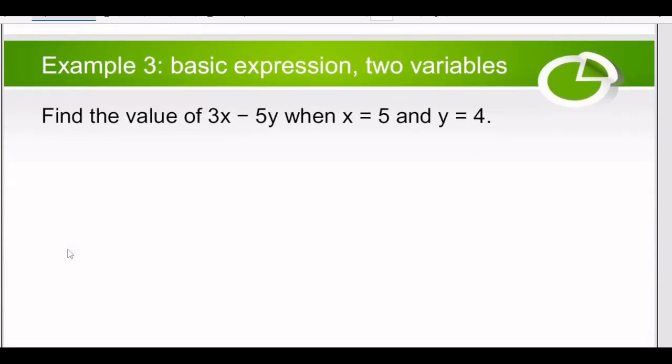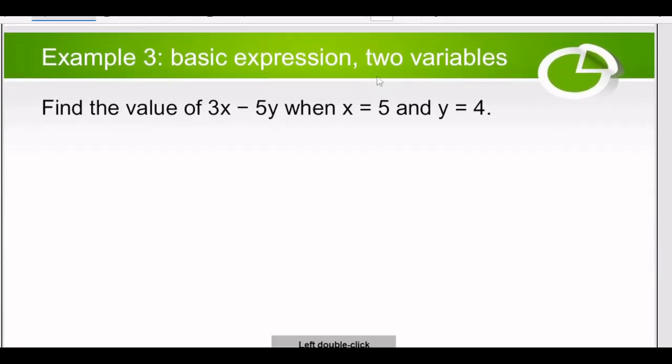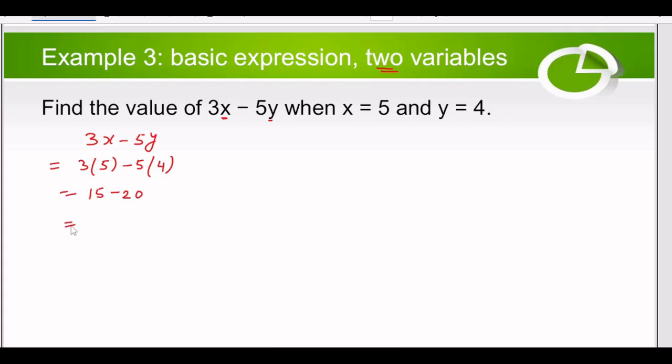Now, example 3, basic expression again, but with two variables. You see we have x as well as y. We have 3x minus 5y. This is the expression, you see no equal sign. We will replace x by 5 and y by 4, right. You multiply 3 times 5, it is 15, and 5 times 4, it is 20. There are two different signs. We subtract, 20 minus 15 is 5, and 20 is greater and it has the negative sign. So 5 is going to be negative. This is our answer.